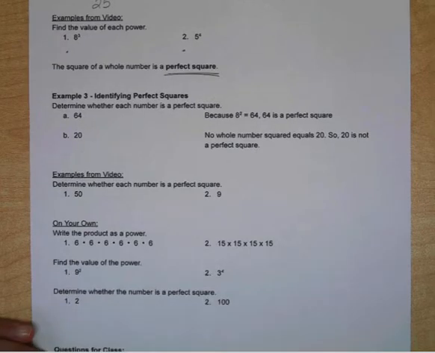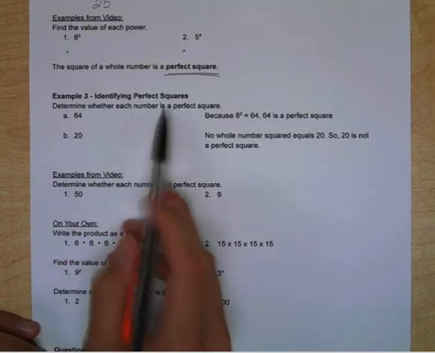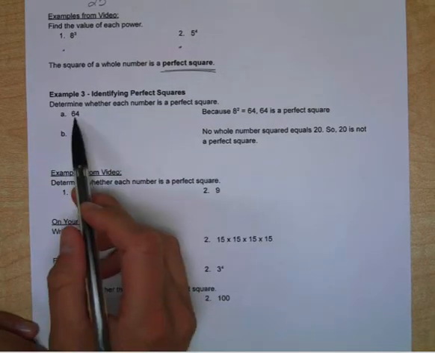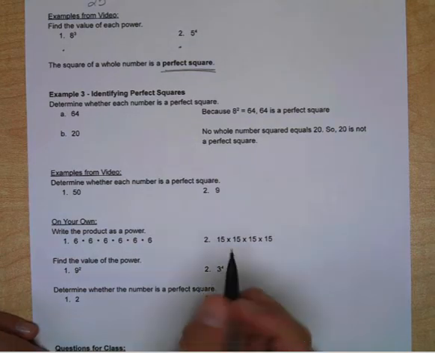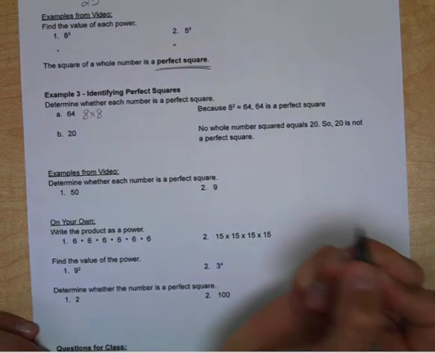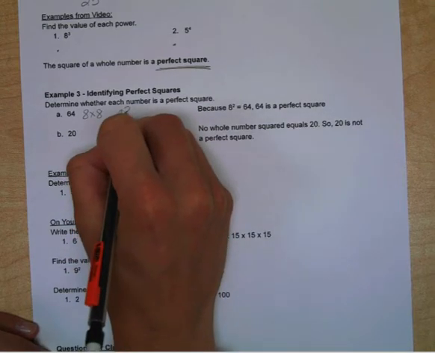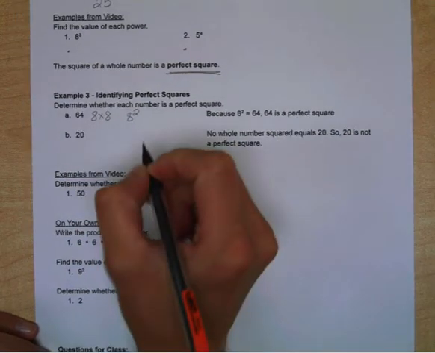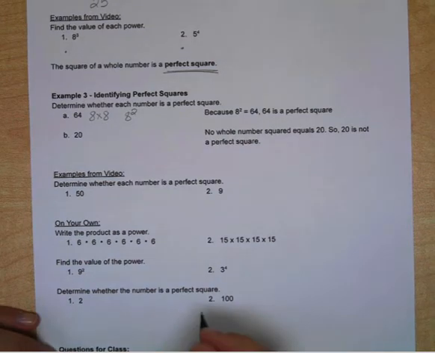For example, it says determine whether each number is a perfect square. They give us 64. We know that 8 times 8 equals 64. So we could rewrite this as 8 squared. So yes, 64 is a perfect square.